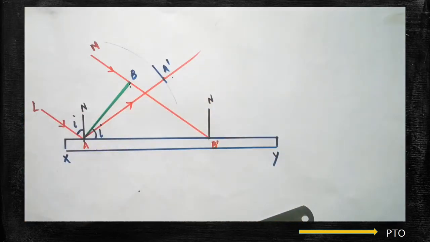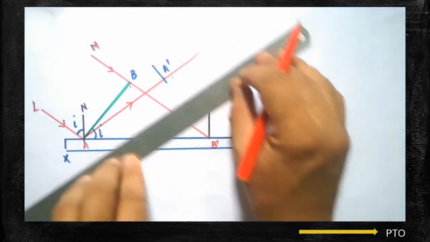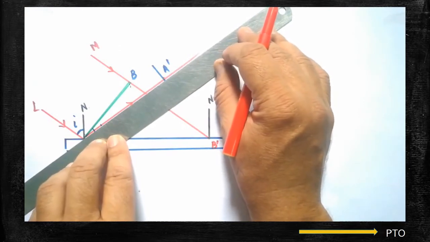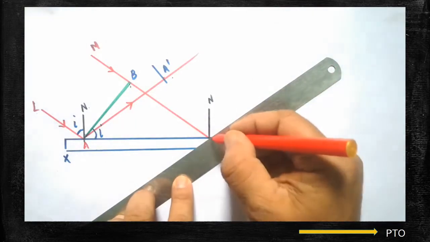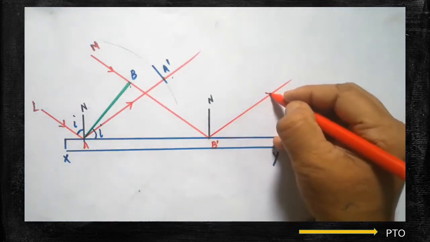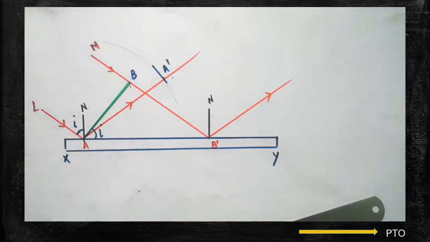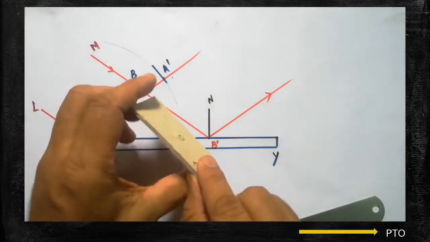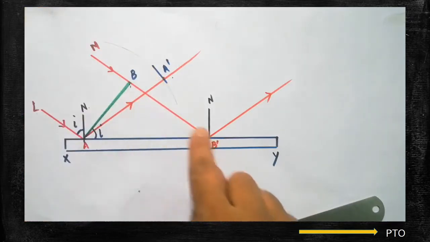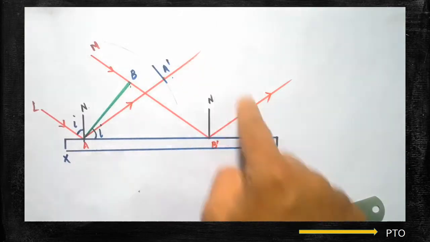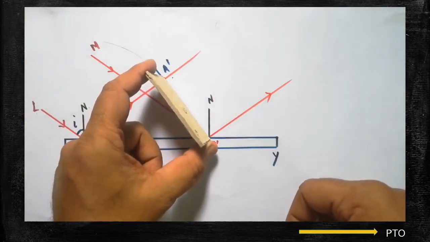Now parallel to this reflected ray, I have to draw one more reflected ray here. Keep the scale very close to this and bring the scale in a parallel form. Draw the reflected ray. After drawing the reflected rays, we have to draw one more wavefront. How should the wavefront be drawn? Look at that. These are the two reflected rays. For these two reflected rays, I have to draw the wavefront. This is called reflected wavefront.